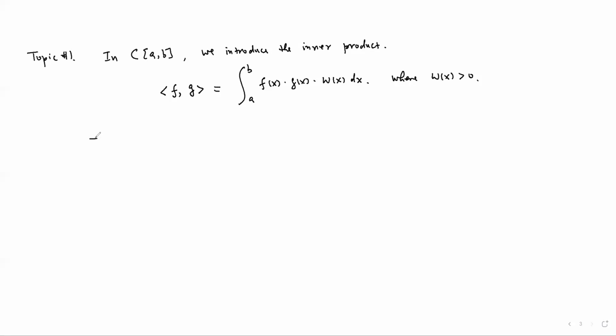Recall that in R^n, R^n has a natural inner product, the Euclidean inner product.